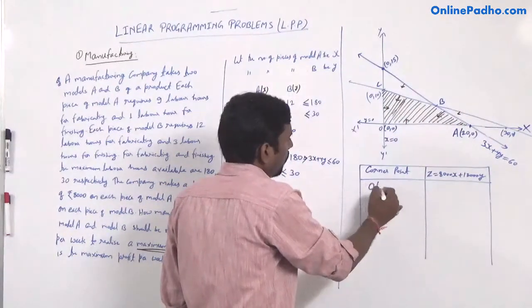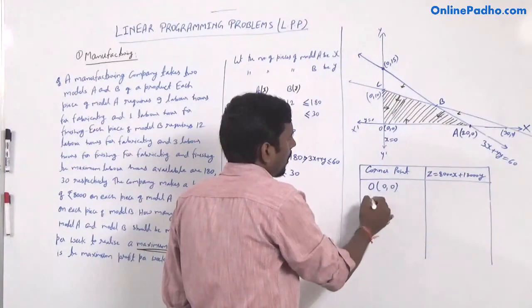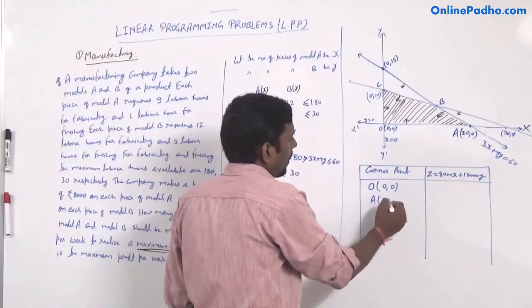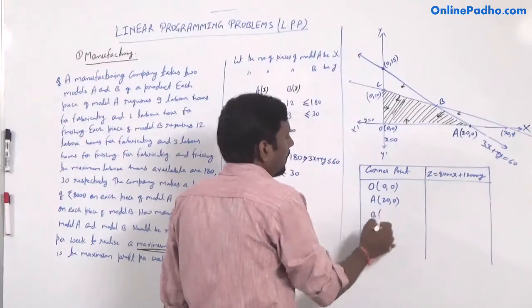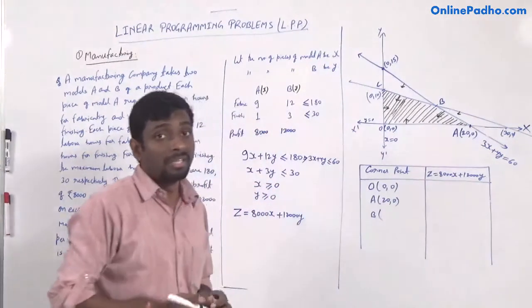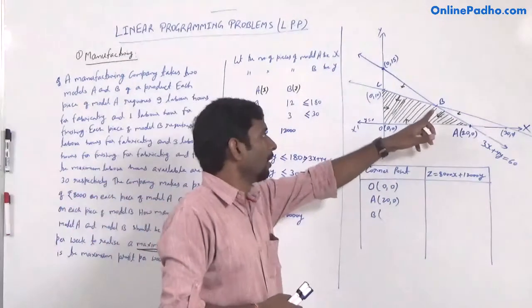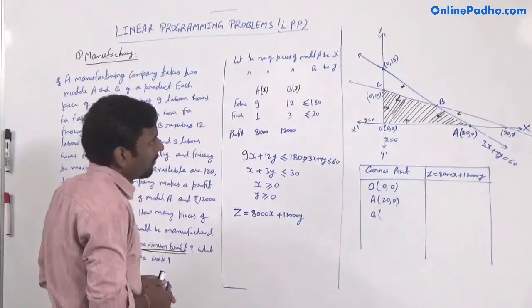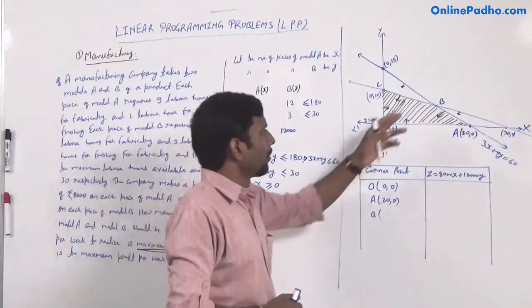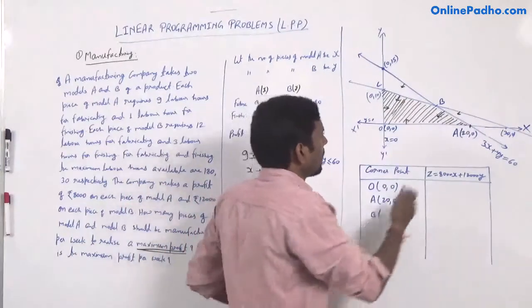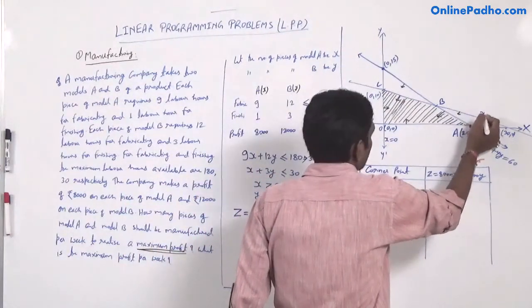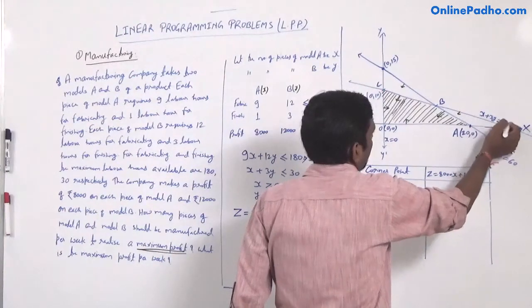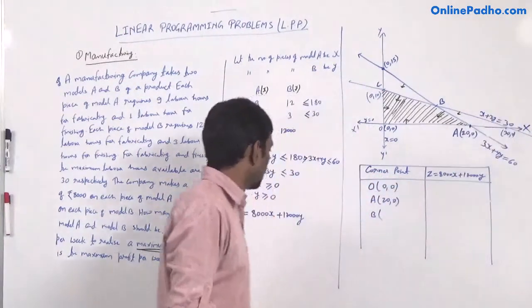The coordinate of O is (0, 0). Coordinate of A is (20, 0). Coordinate of B: if you draw this graph on graph paper, you can observe the point B, right? Now we have to find point B. So B is the point of intersection of these two straight lines, and this straight line is x plus 3y equal to 30. We need to solve this equation to find it.